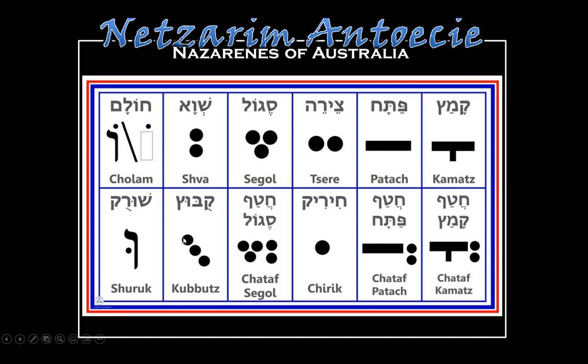And then we have this one, kubutz. Now that again is the same u, but it seems like it's a longer sound. Kubutz. Whereas the other one was shuruk, like a shorter sound. Then we have a combination of shava and segal. It's called a kataf segal, followed after the shava. And then we have chirik, which is the I sound. Then we have Kataf Patach, which is a short A after the Shava. And we have a Kataf Kamatz, which is a longer A sound after the Shava.